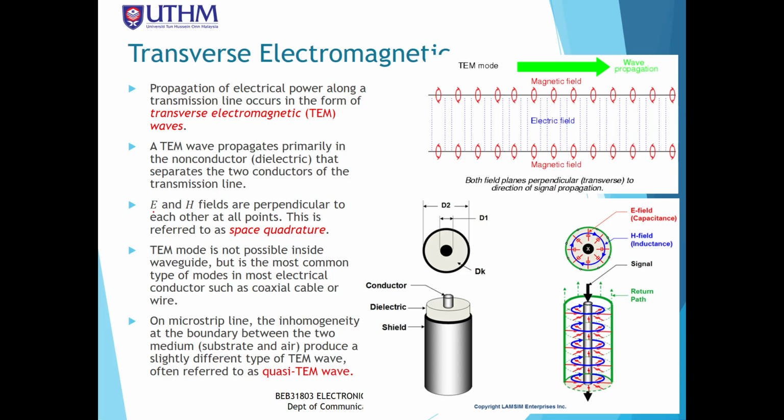E and H, the electric field and magnetic field, are perpendicular to each other, which is also known as space quadrature. So the electric field and magnetic field are perpendicular to each other. So TEM mode is not possible inside the waveguide, so it is more suitable in wireless and copper wire. So we're going to see more about the transverse electromagnetic.